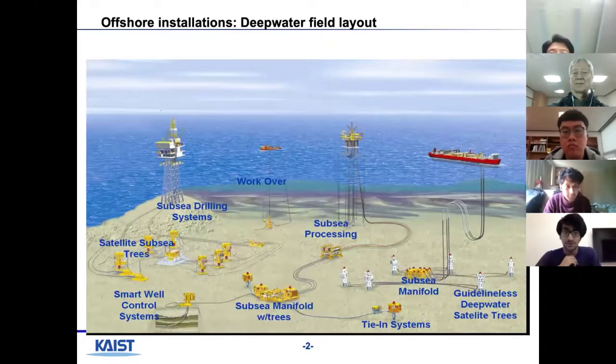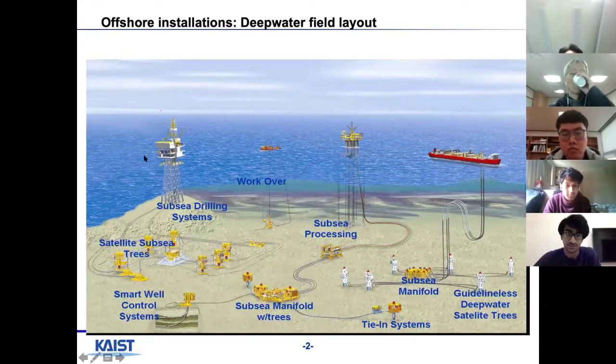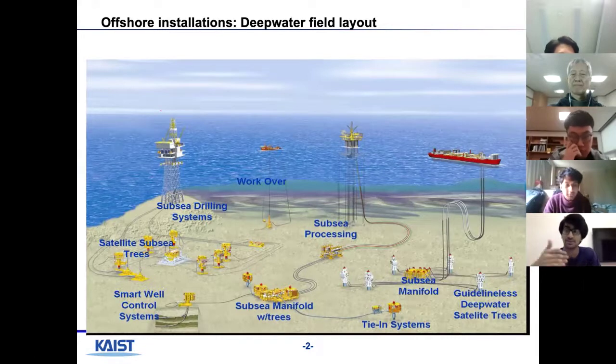First of all, to start off, this is a brief picture of the deep water field layout for extraction, and you can see there are many different units, and there's a subsea drilling system and satellite subsea trees. You might not be familiar with these units, so I will explain them. So deep water is when the plant is deep into the sea, where generally, according to documents, the depth of the seabed is more than 5,000 feet.